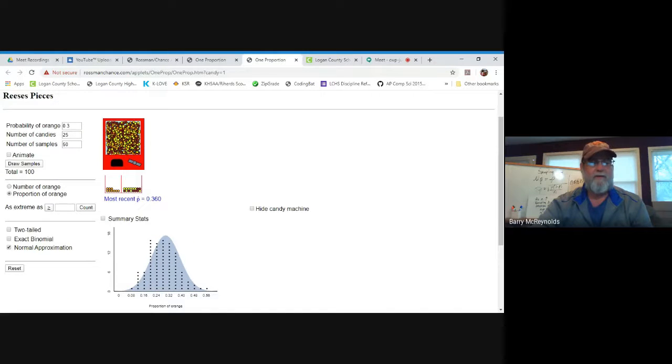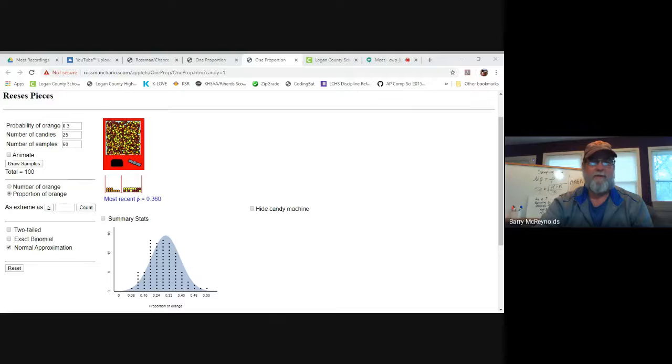We know that p is 0.3. So 1 minus p is 0.7. So we can simply put that in the calculator here. We'll take the square root of 0.3 times 0.7, and we'll divide that by the sample size of 25, and that gives us a standard deviation of 0.09. Well, no, I'll just call it 0.09 for now.